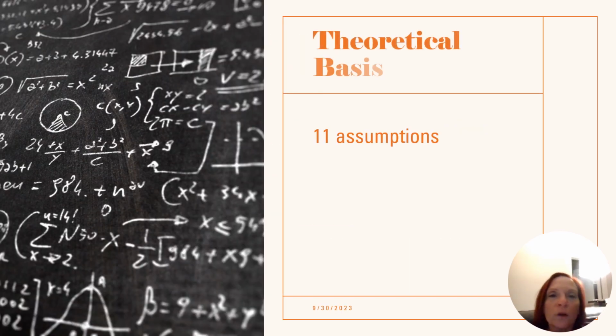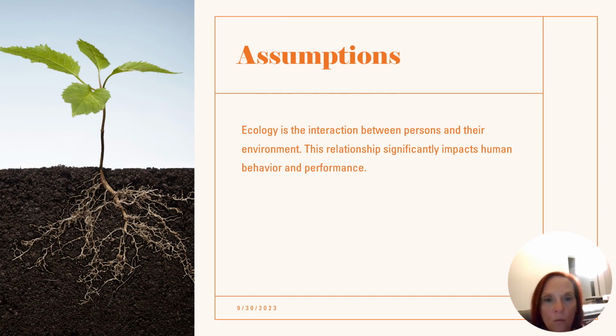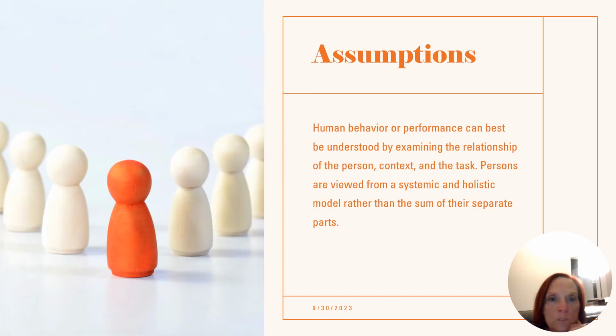Okay. So there are some assumptions in this model. We have ecology is the interaction between the person and their environment, and the relationship significantly impacts human behavior and performance. Human behavior or performance can best be understood by examining the relationship of the person, context, and task, and persons are viewed from a systemic and holistic model rather than the sum of their separate parts.